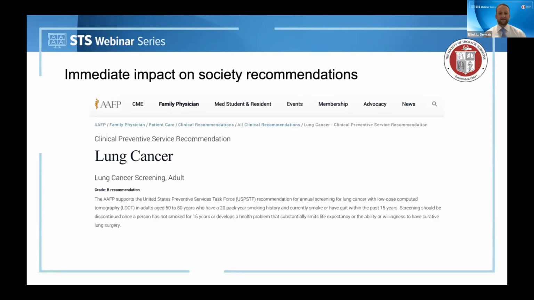So some immediate impacts that we should be very happy to see is that society recommendations have changed. Many of us on this panel, and I'm sure many of the attendees, have struggled with the fact that the American Academy of Family Physicians has been a holdout. For the longest time, they had not had a recommendation for lung cancer screening. In fact, this was a barrier to get some of our primary care physician colleagues to recommend the screening study. Well, after the most recent guidelines have been released, now we see on the AAFP website there is a grade B recommendation, and they are recommending lung cancer screening with the current USPSTF guidelines.